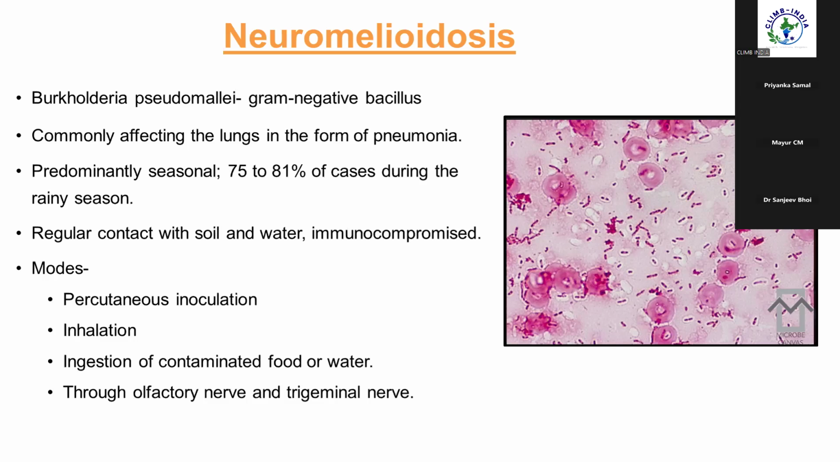Modes of infection are mainly percutaneous inoculation, inhalation, and ingestion of contaminated food or water. They have a tendency to inoculate the olfactory bulb and then spread to the central nervous system, or through infection of the nasal mucosa, they invade through the ophthalmic division of the trigeminal nerve and then spread into the brainstem.